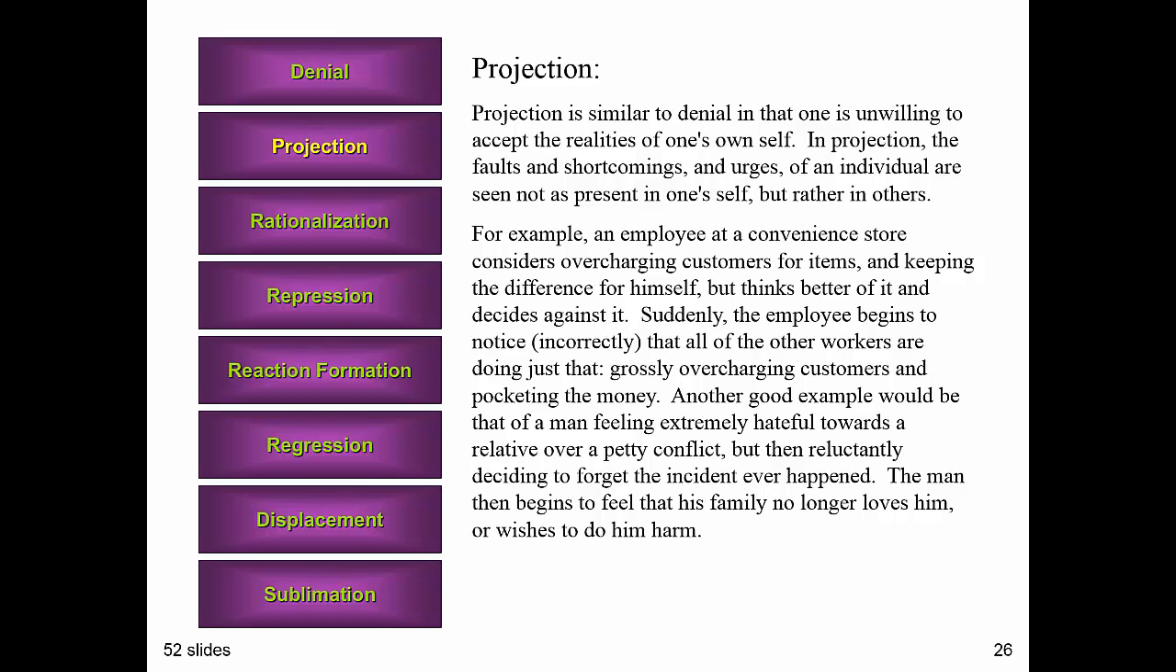Another good example would be that a man feels extremely hateful towards a relative over a petty conflict, but then reluctantly decides to forget the incident ever happened. The man then begins to feel that his family no longer loves him or wishes to do him harm.